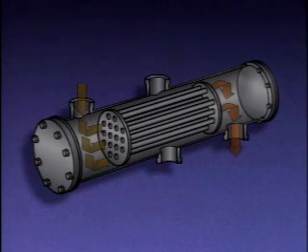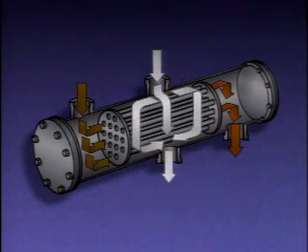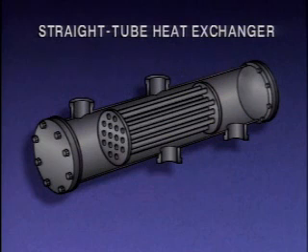The process fluid flows through the tubes in that heat exchanger, and the steam flows through the shell around the tubes. As process fluid flows through the heat exchanger tubes, heat from the steam flowing around the tubes is transferred to the fluid. This is a straight tube heat exchanger.